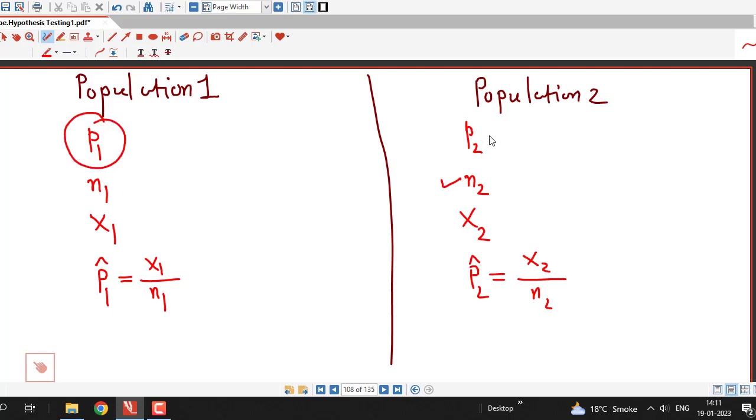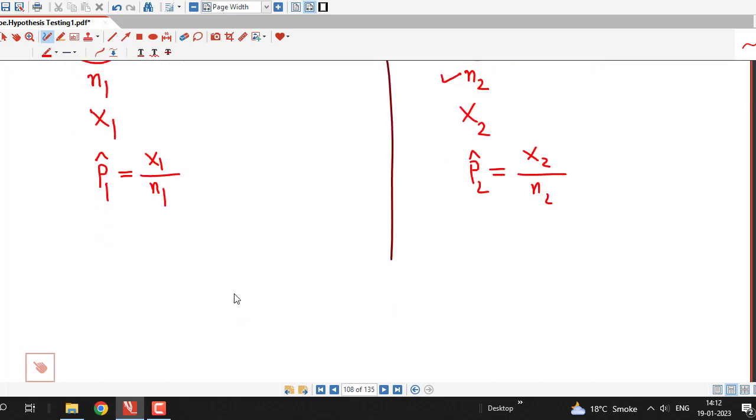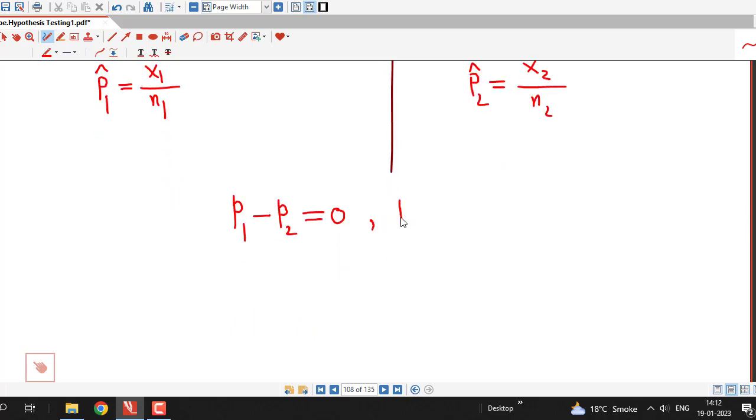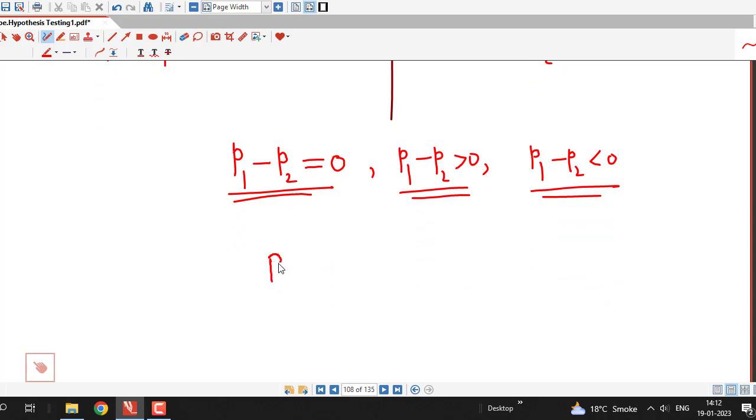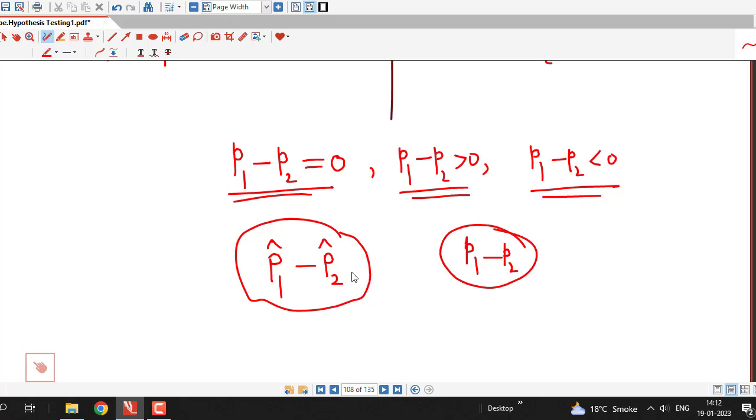Now we are going to compare these two population proportions. For that we will consider their difference. We want to check whether there is any difference between the two population proportions or not. That is, we can consider this difference p1 minus p2 equal to 0. So there are three possibilities: the difference is 0, or positive, or negative. This is how we will compare two population proportions. We will consider the sample proportion for the first sample minus the sample proportion for the second sample. This is going to be our estimator for the difference between population proportions. So we have to think about the sampling distribution of this p1 hat minus p2 hat.